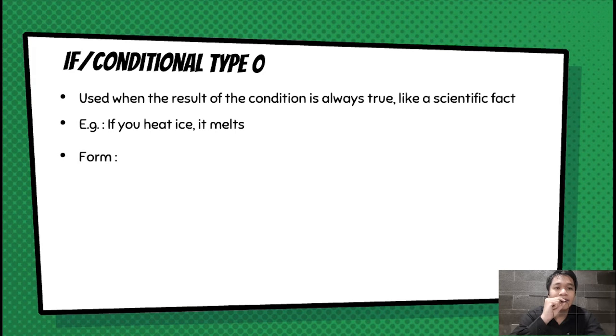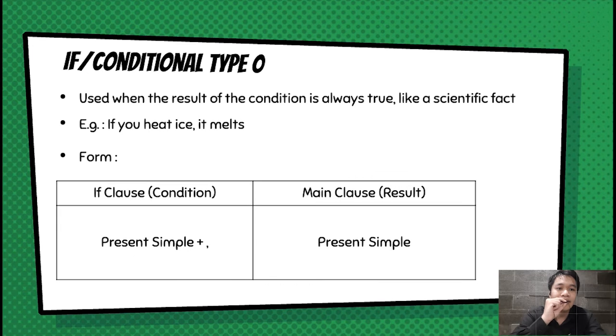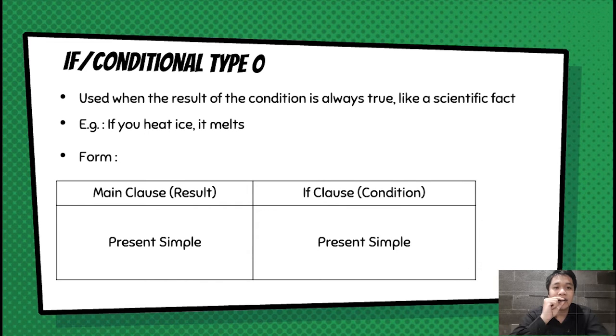The form of this conditional type is: the if clause, or the condition, uses present simple plus a comma, and the main clause, or the result, uses present simple. Like the other conditional types, the position of the main clause and the if clause can be swapped, and the if clause is no longer followed by a comma. So that's all the explanation of conditional type 3 and 0.